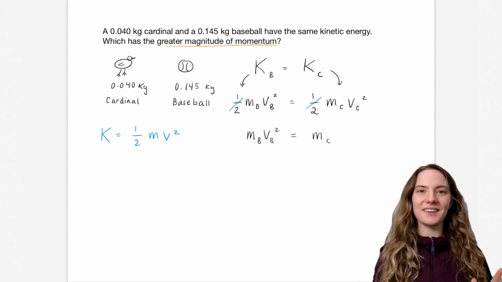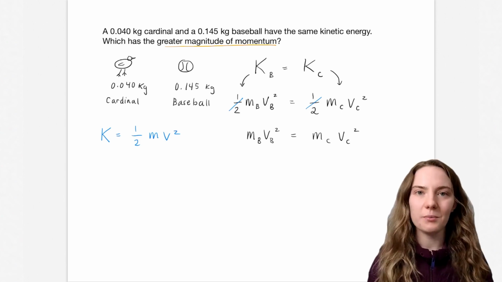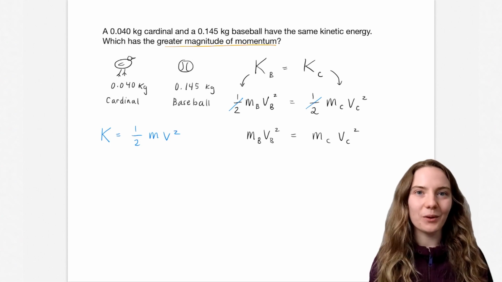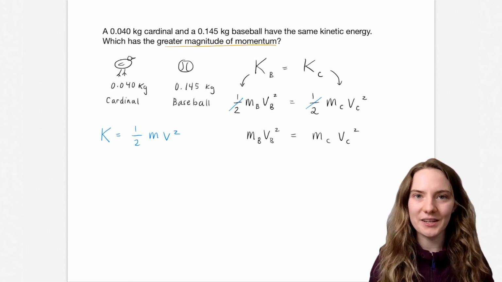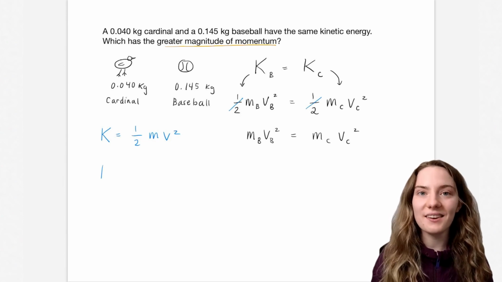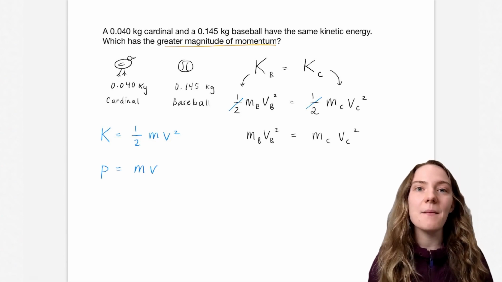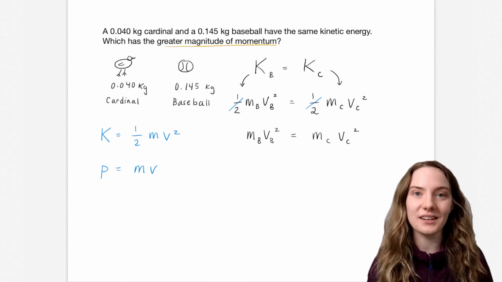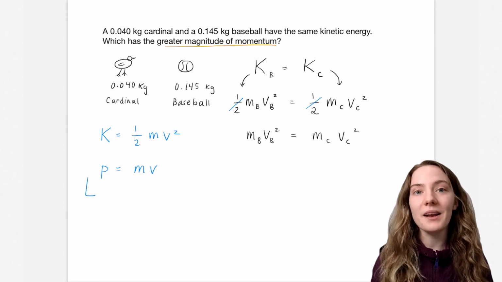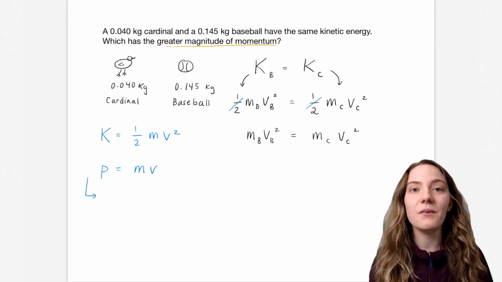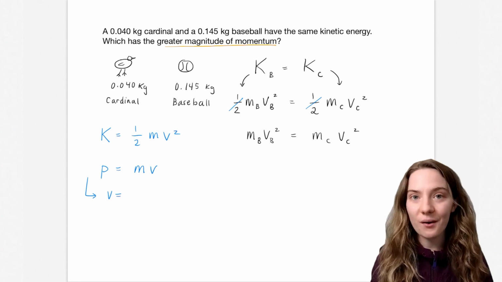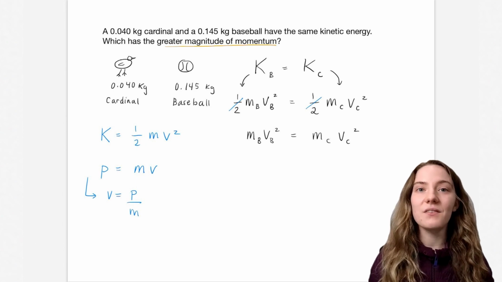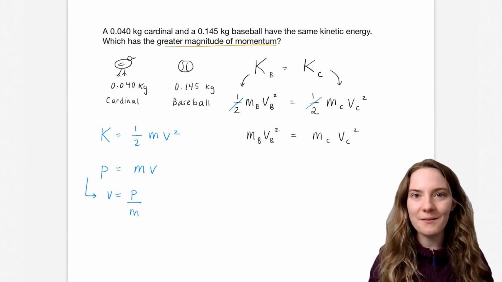Now let's pause here. We are asked which of these two objects has the greater magnitude of momentum, but we have not yet related momentum to our equation. We know that momentum, p, is equal to mv, where m is the mass of the object and v is the object's velocity. We want to relate momentum to the equation that we have from the kinetic energy. So let's rearrange the momentum equation so that it looks like v is equal to p over m.